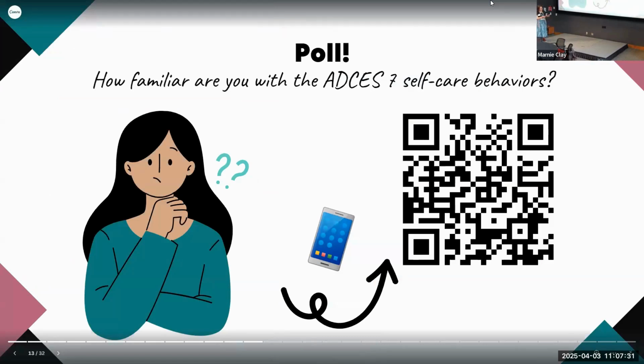Okay, so I asked earlier about the ADCES 7 self-care behaviors. Many of us didn't know, but let's get it in a more formal way.